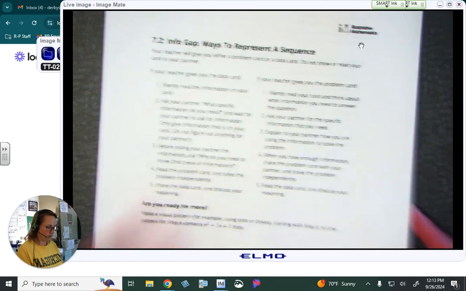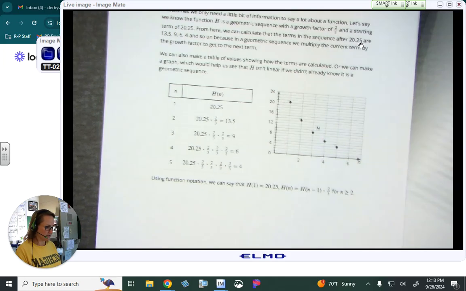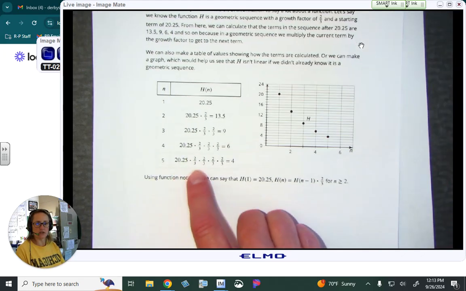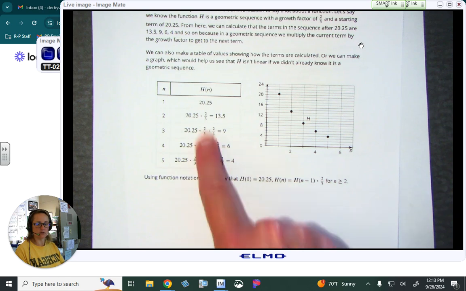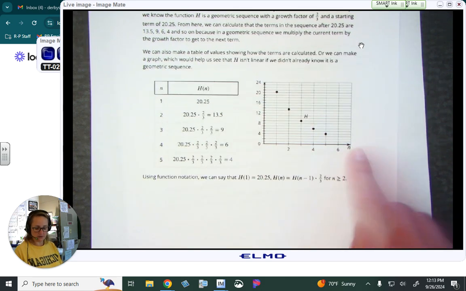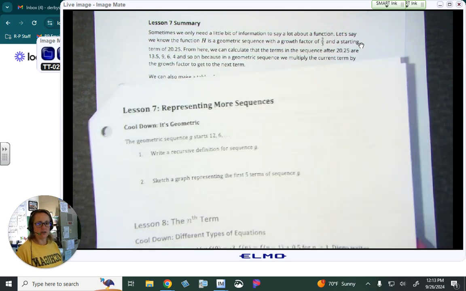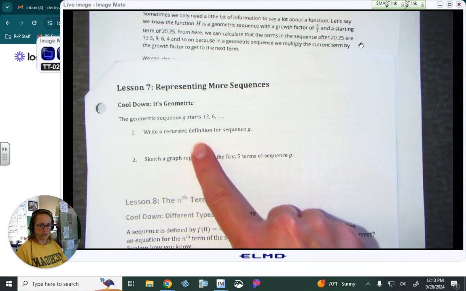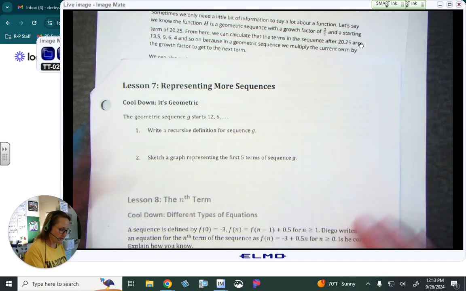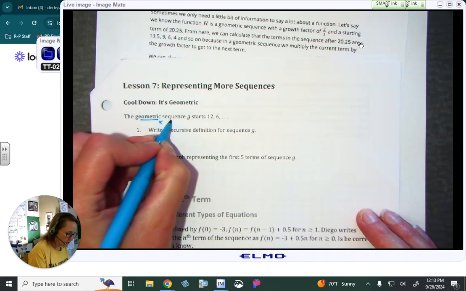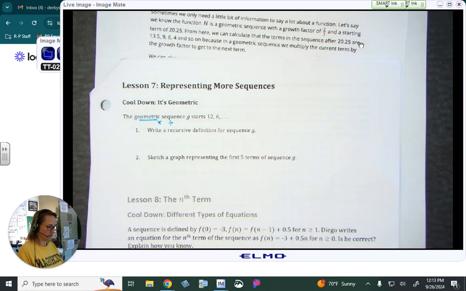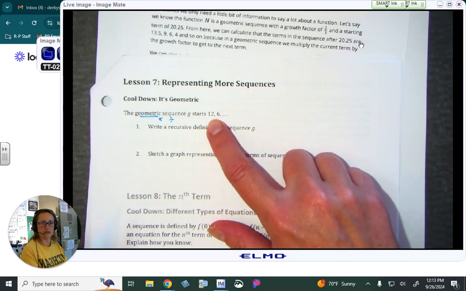So we do have an info gap. We're not going to do that here. This is also just kind of reminding us that we're going to use repeated steps over and over again to find some patterns. We can do some graphs. And then if we look at our cooldown, if you have this with you, if a geometric sequence, remember that means it has to use multiplication or division, starts out as 12 and then 6.